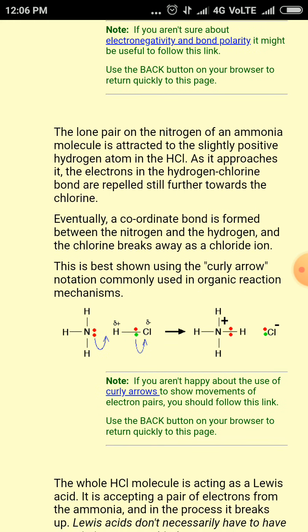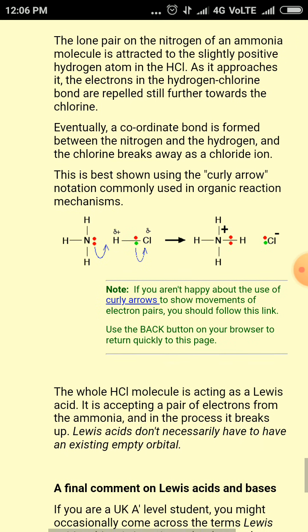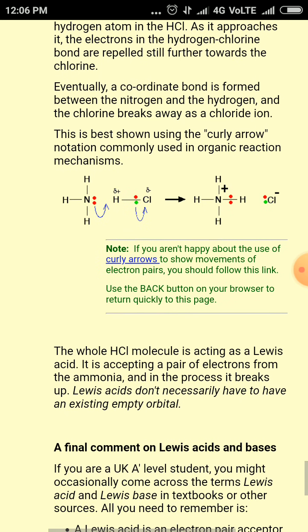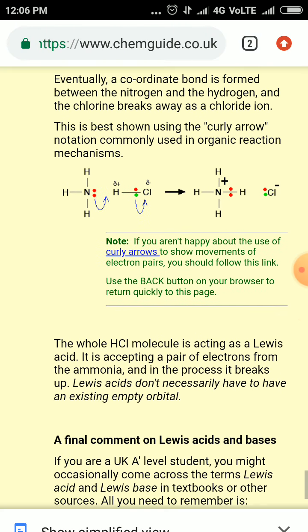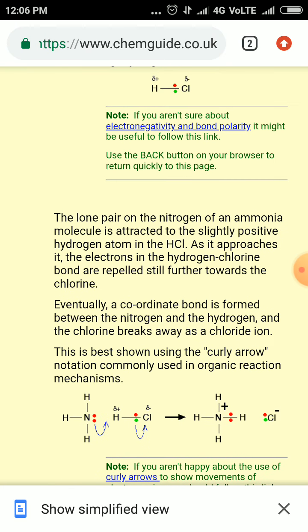This is shown using the curly arrow notation commonly used in organic reaction mechanisms. You can see it in this reaction. So this is about the Lewis theory.